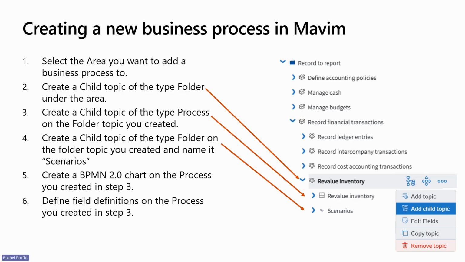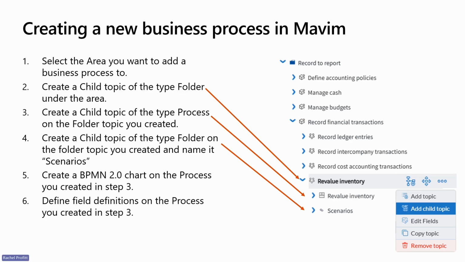Now, inside that group topic you just created, you'll create another child topic. This time, it's of the type process. This is your actual business process definition. Use the same three-dot icon workflow. Hover, click the ellipsis, and select Add Child Topic, and choose Process as the type.